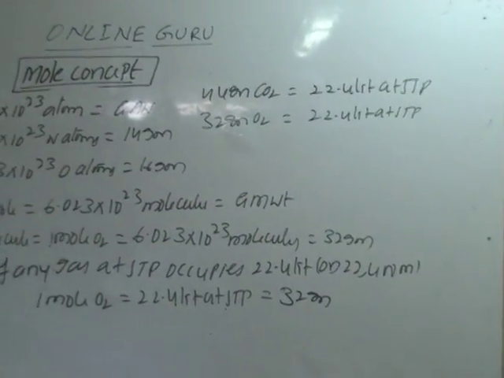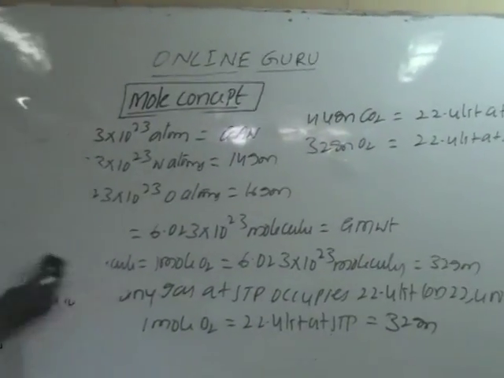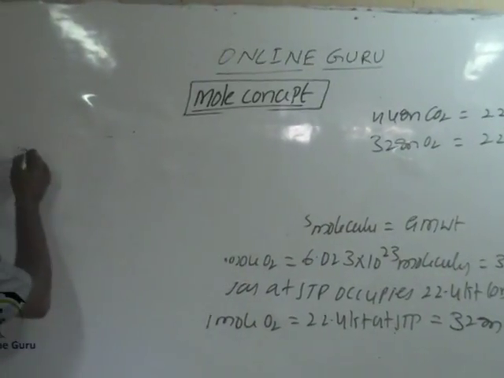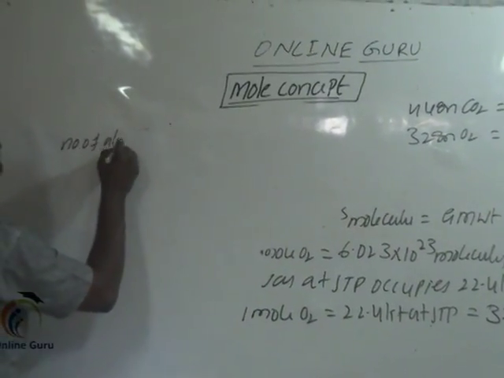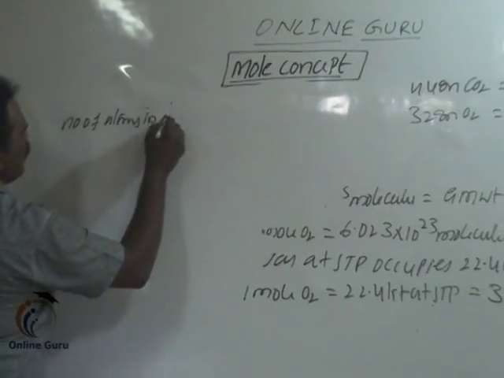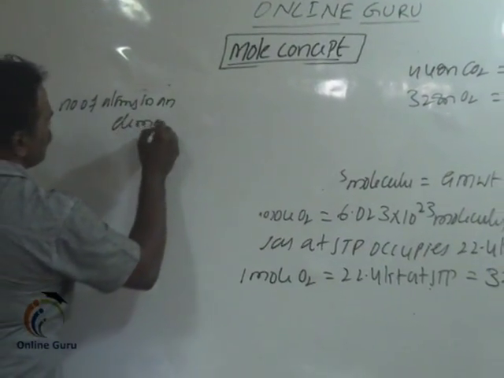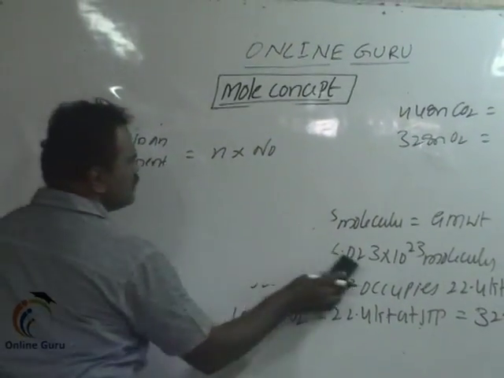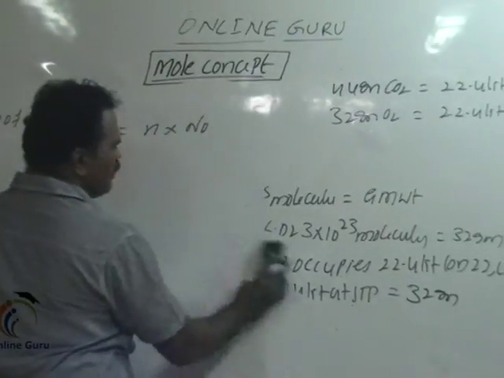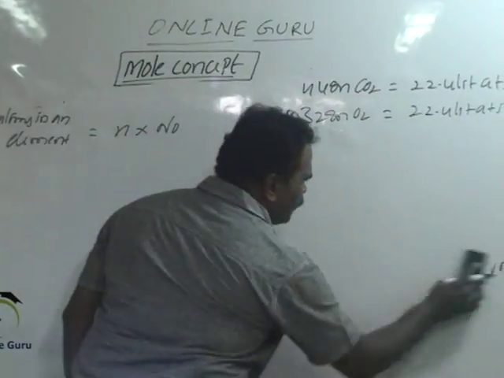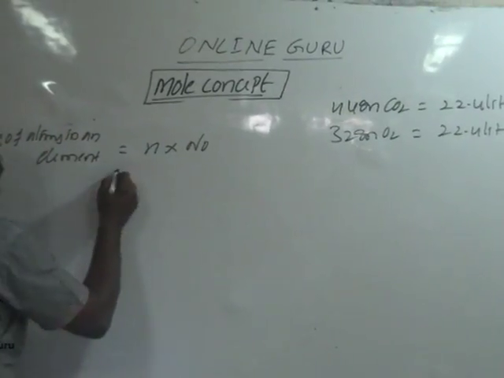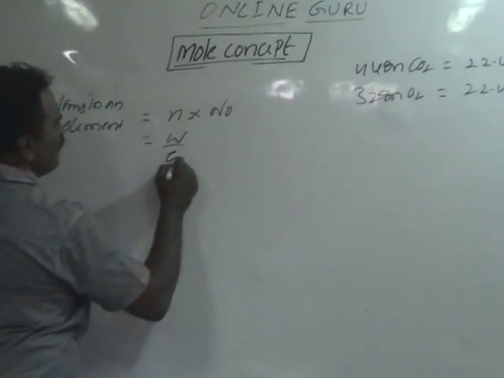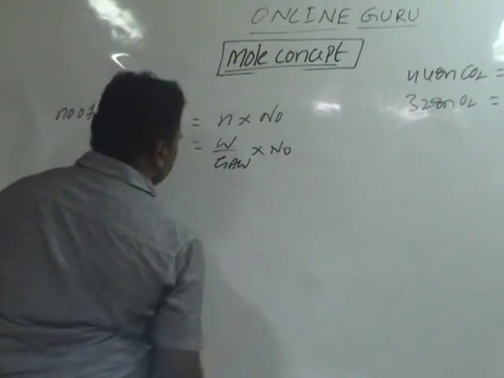So how can we calculate the number of molecules or the number of atoms based on the mole concept? The number of atoms in an element is equal to number of moles into Avogadro number. Here Avogadro number is nothing but 6.023 into 10 power 23. If the number of moles is not given, how can we calculate the number of atoms? Then weight by gram atomic weight into Avogadro number.